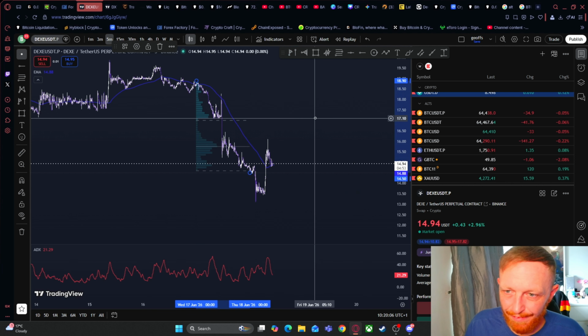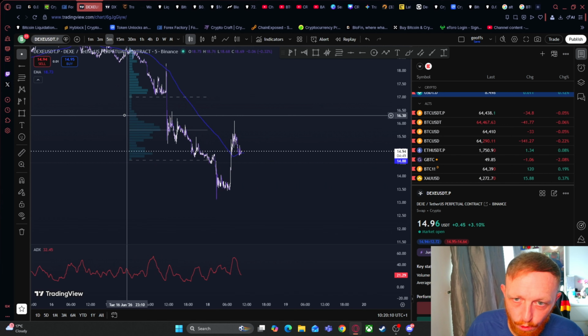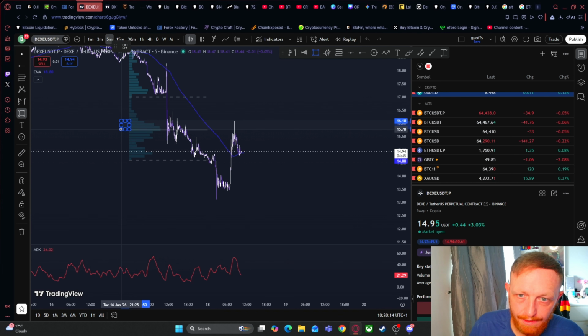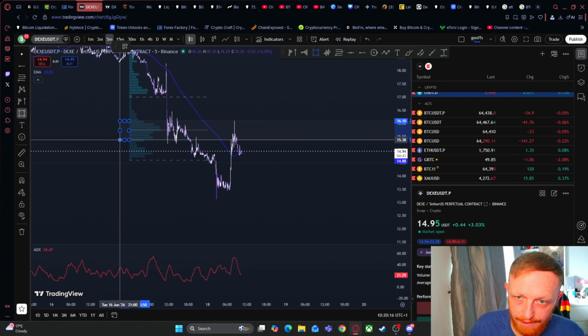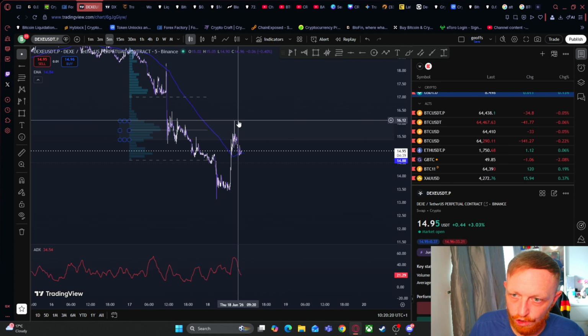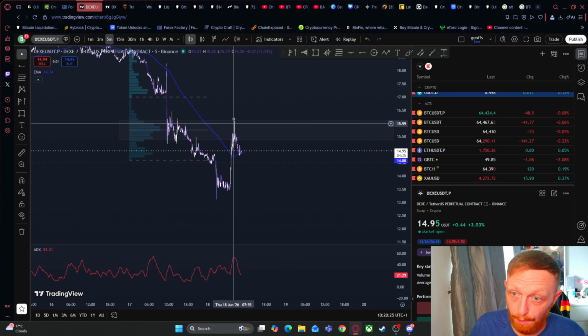Bit fidgety. So, volume bump. Tick. In here, it's a big bump as well. Tried to push the volume bump. Failed to push the volume bump.